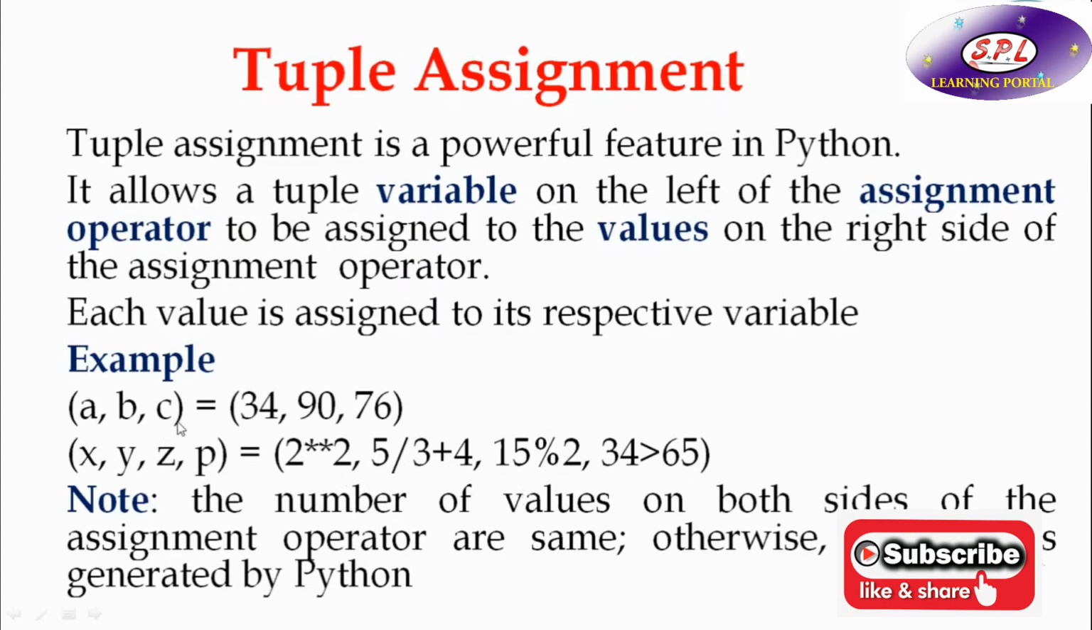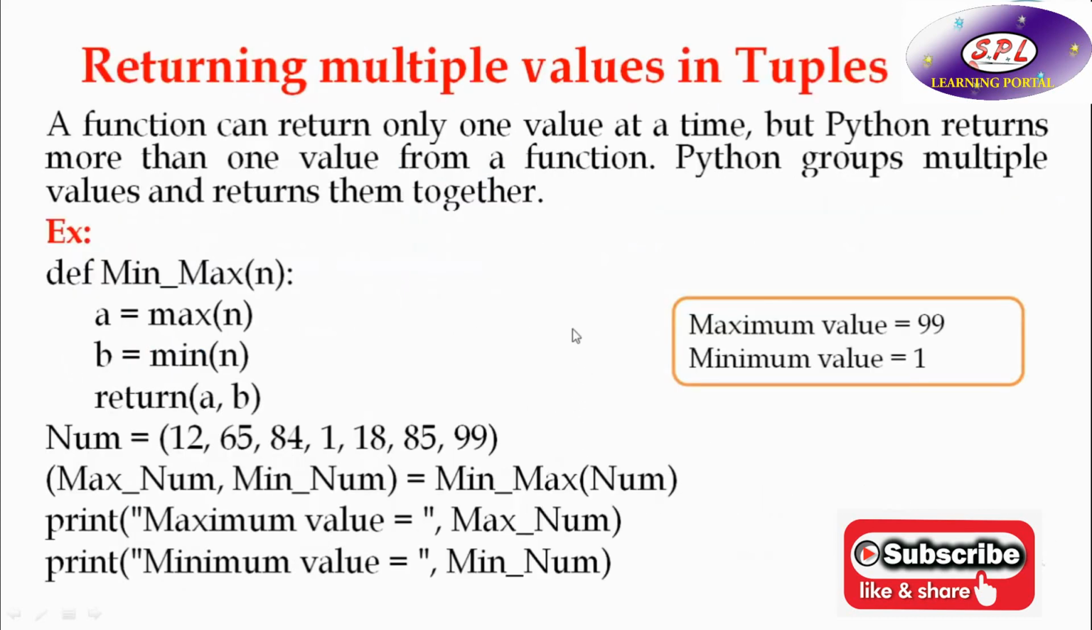So what is this tuple assignment used for? When we are returning multiple values from functions, then when we return a tuple, more than one value can be returned, because the return statement can return only one value at a time. We learned in the function lesson that the return statement can return only one value. But if you want to return more than one value from the function, is it possible?